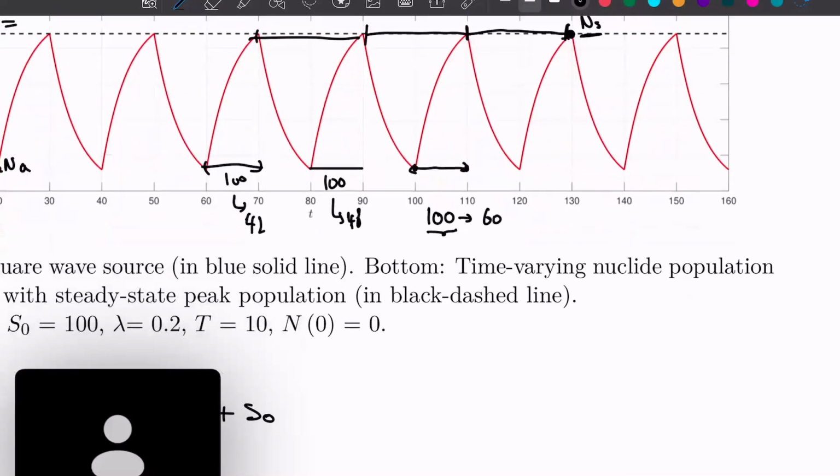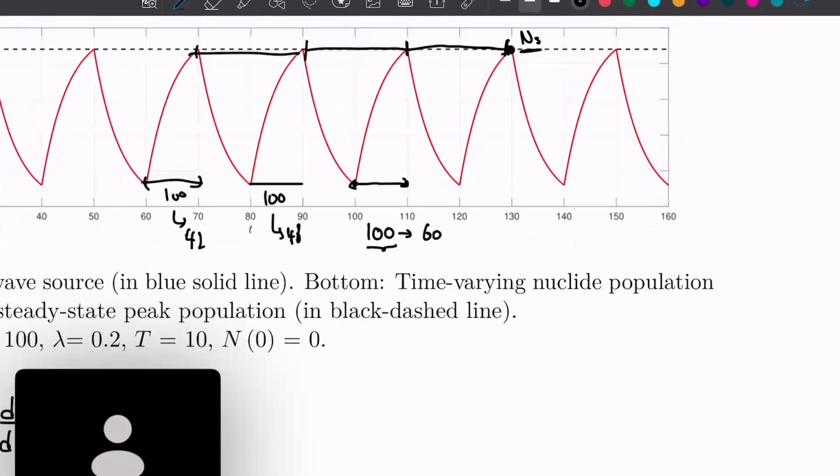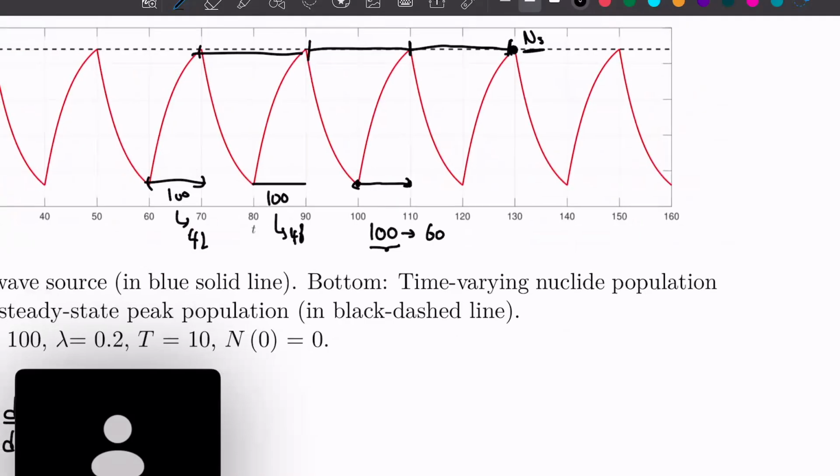Okay, so the idea is that each time nuclides are generated by the source, we can just take those nuclides and put them in a separate bucket. So this one, we put it here. This one, we put in another bucket. This one, we put in another bucket. They decay on their own because decay is independent of anything else. They decay separately, and then after that, we sum those up.